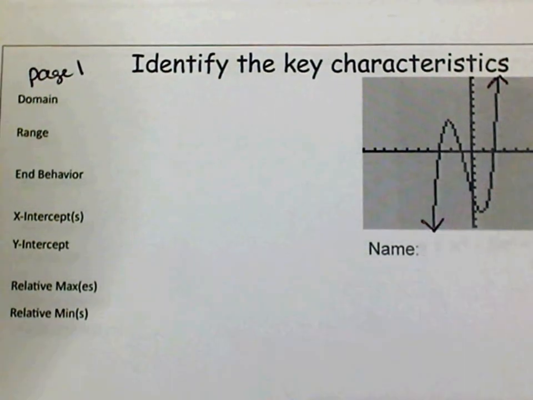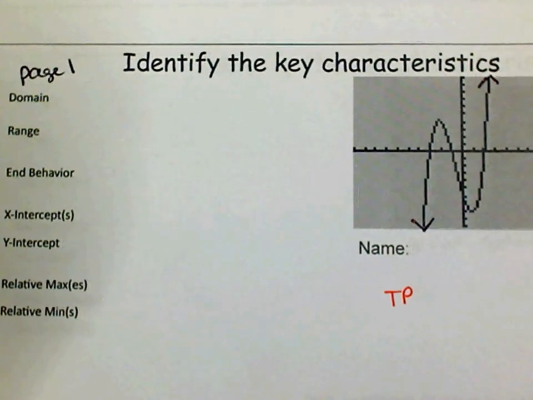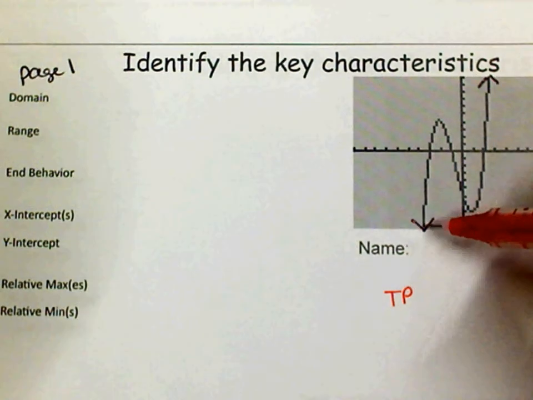How many places is it going in the opposite direction, or is it going the same direction? It is opposite direction, so it's got to be an odd function, okay? All right, now take a look at your turns. So I'm going to go ahead and teach you guys this part. Turning points. Look at how many places it is turning.